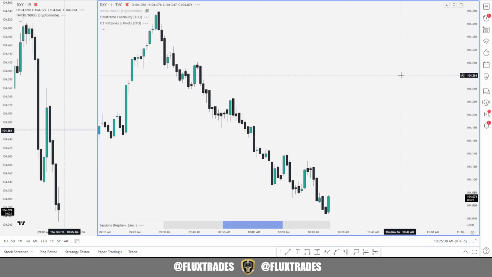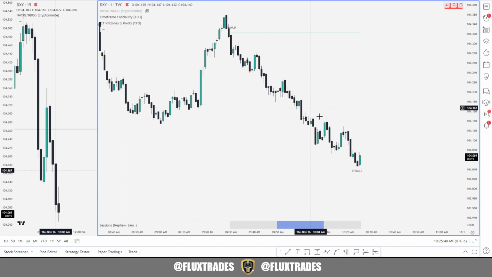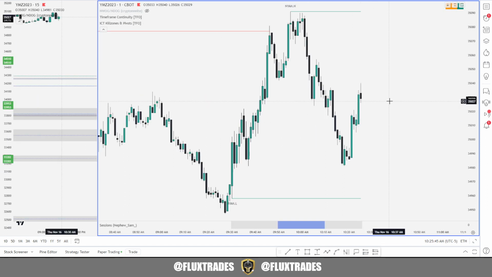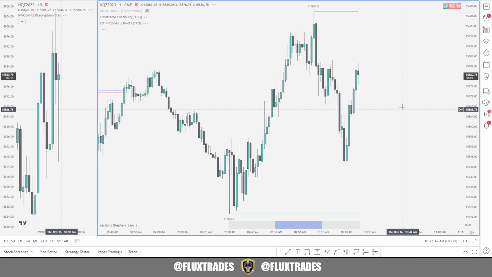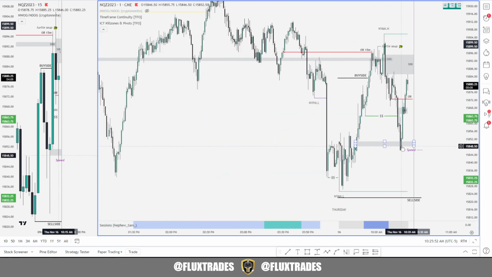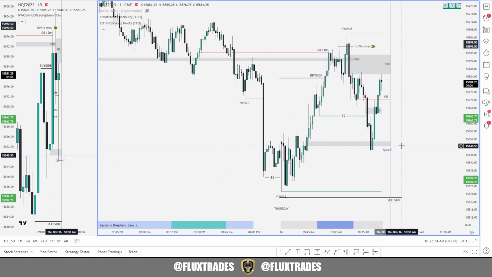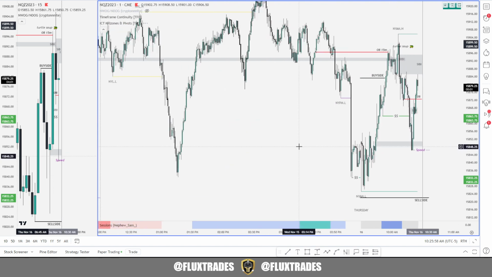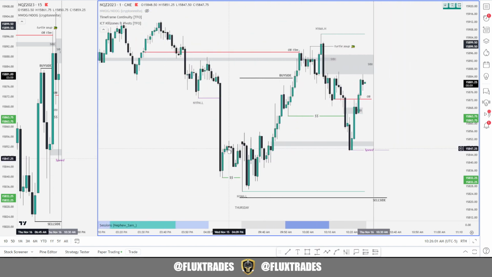Let's take a look at DXY. DXY is still trading lower. Also hit 50% of the RTH gap. Let me take a look. I don't see an RTH gap. 84.6. Oh, I see. Right off the low there.